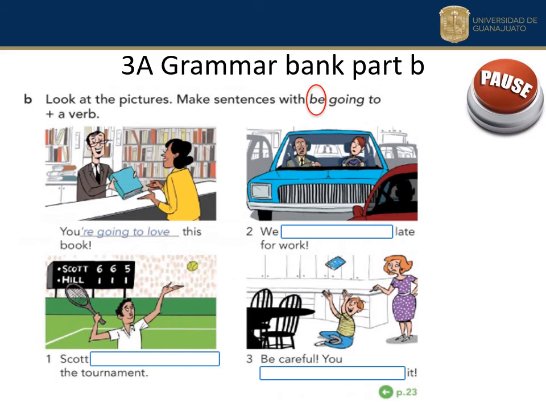Now we have part B. And look at the pictures, make sentences with be going to plus the verb. Remember the verb to be or the verb be, you need to change it depending on the person or the subject. So here's an example. You're going to love this book. Ok, aquí ya cambiaron la R, perdón, apóstrofe RE porque tenemos el pronombre you. So queda you're going to love this book. Alrighty, so right now pause the video so you can do these 3 phrases, these 3 sentences.